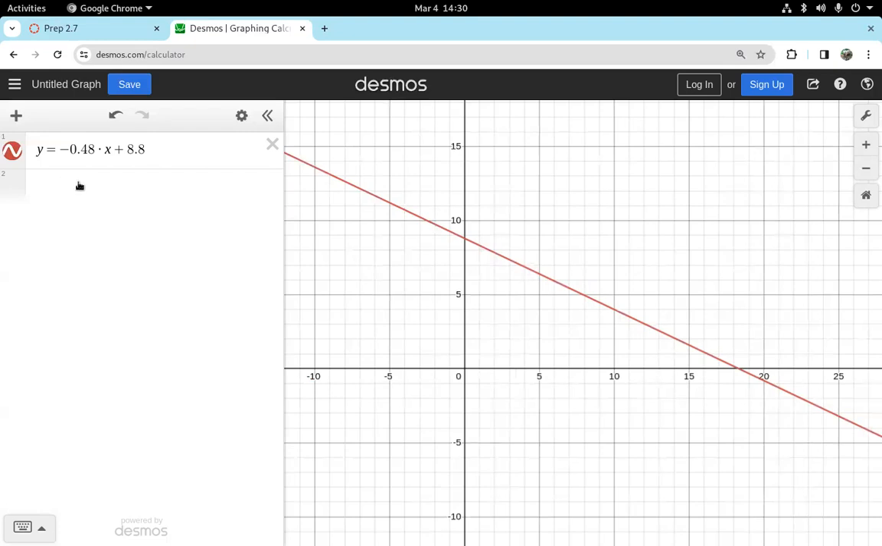And I can also plot points on here by just typing parentheses. I think this graph has the point 4, comma 7, close the parentheses. Not exactly, but it's close.